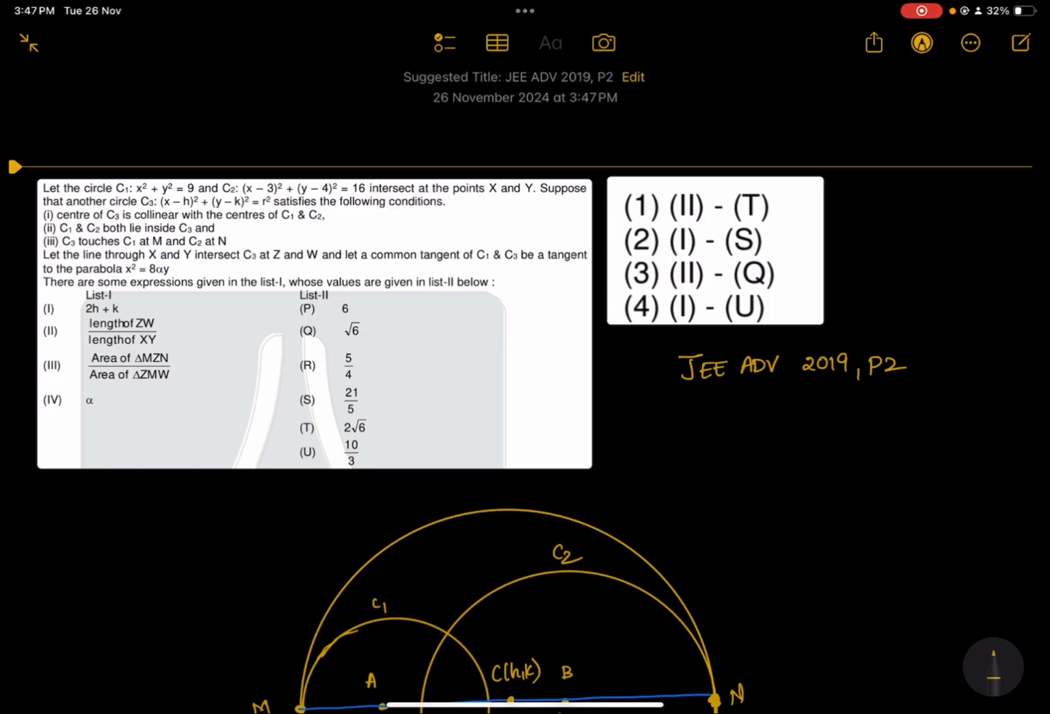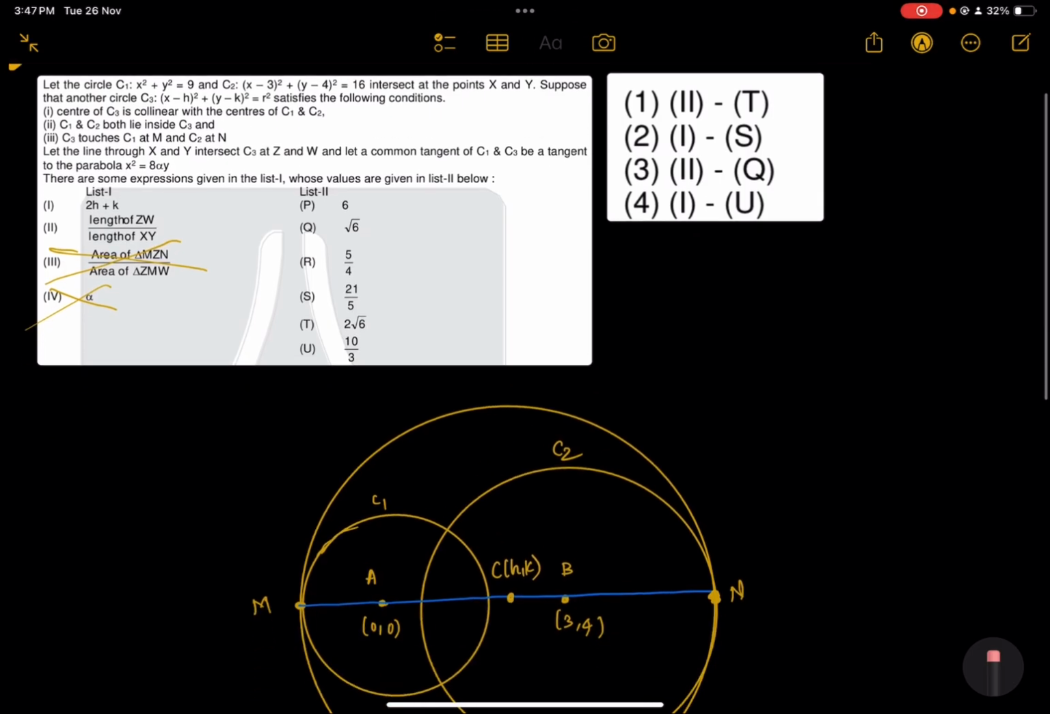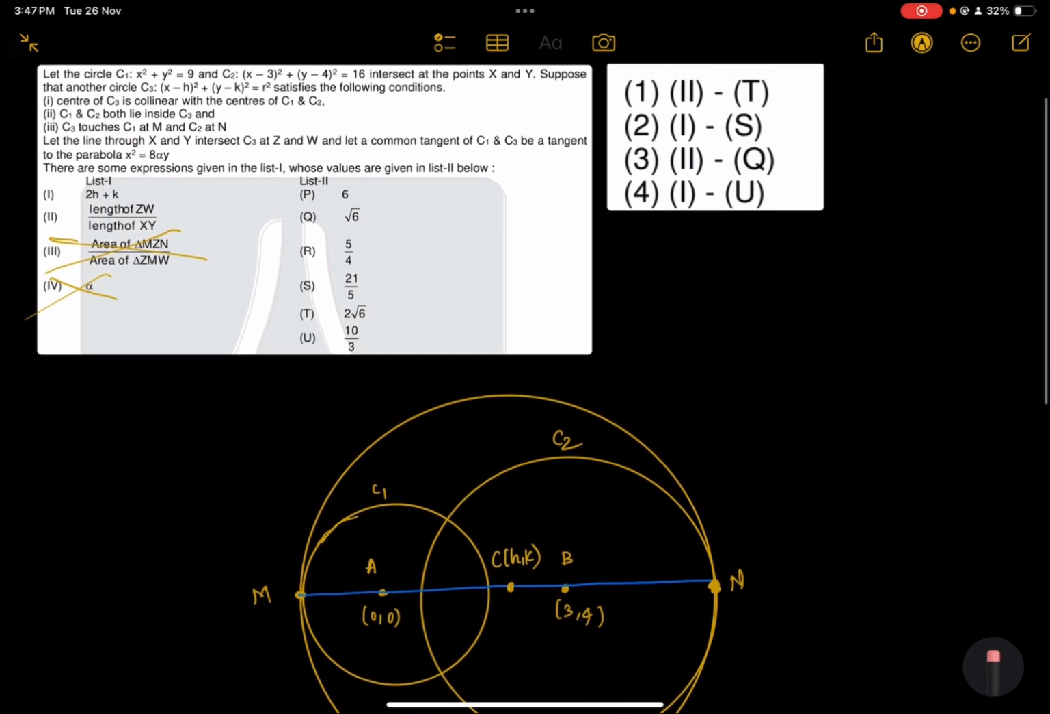Now, if you check the options, they are only concerned about option 2 in List 1 and option 1 in List 1. So these two options are none of our business. We don't even have to calculate for those options. Now I already made a diagram here.